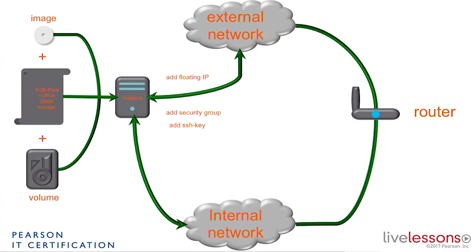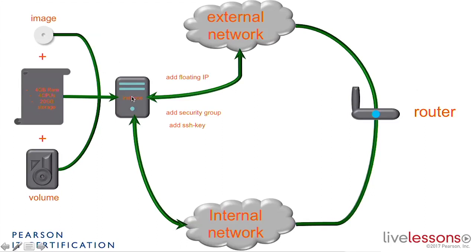So let's look at it again. In order to create an instance, we need to create an internal network. We need to define a router. We need to create an external network. We need to make sure that an image is available. We need to create a flavor. We need to create a volume, and then we can boot the instance.